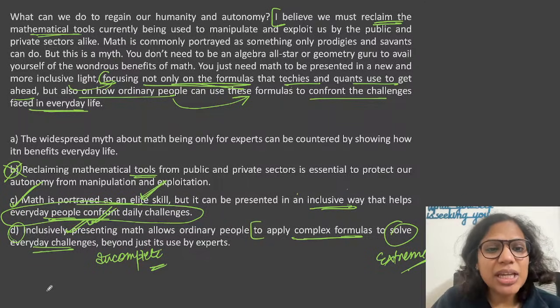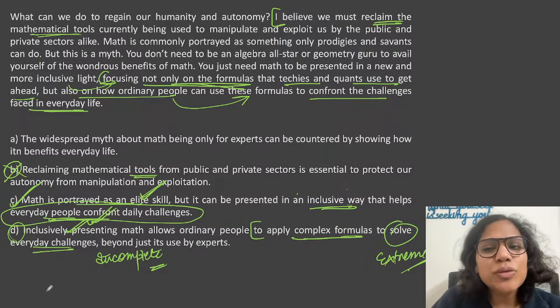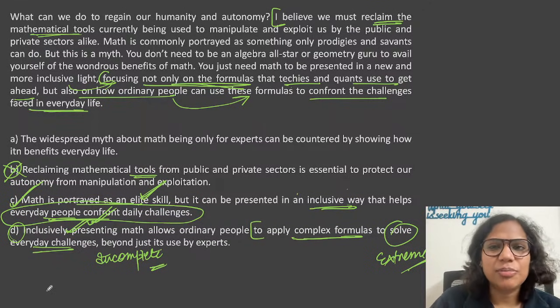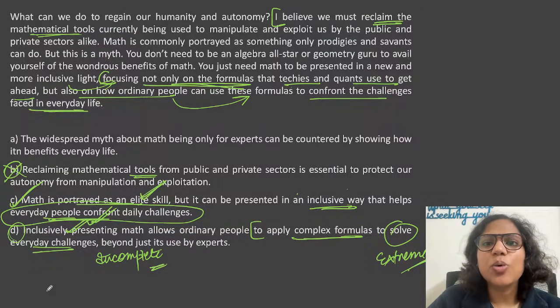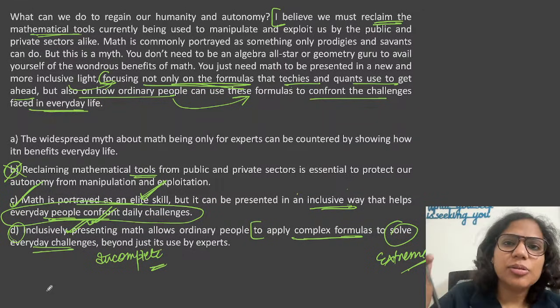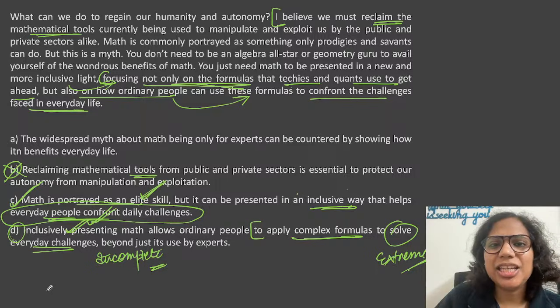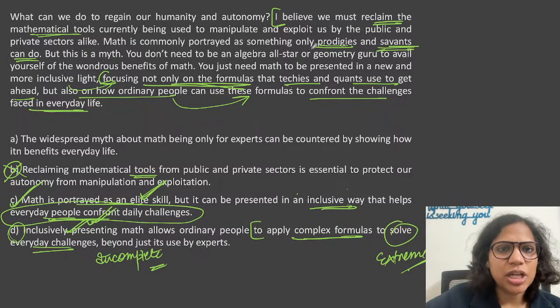Okay. What is the main idea in C? That we need to reclaim mathematical tools, right? So how do we reclaim them? By presenting math in an inclusive way. Because currently, just these quant people, by them I mean these analysts, quantitative analysts, use formulas in a very elite manner in Excel sheets. Something only prodigies and savants can do. Prodigies are people who are intelligent beyond their age and show exceptional talent. Savants, again, are exceptionally talented people. But this is a myth.